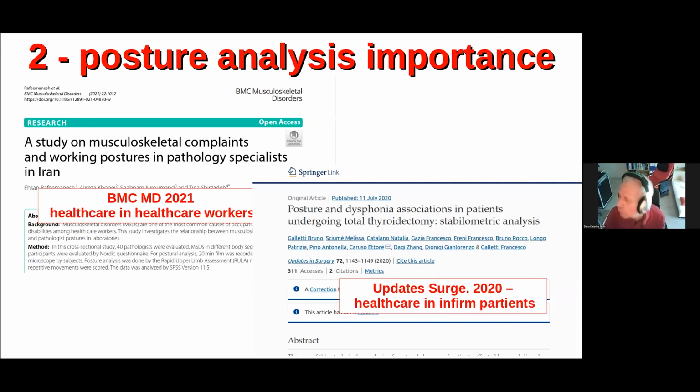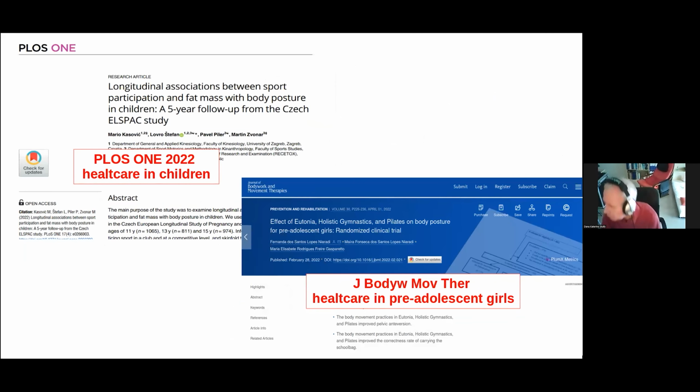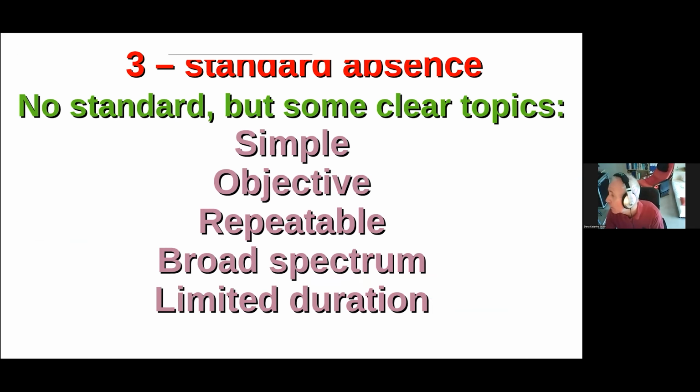Then we would like to recall also why it's so important to assess posture. Literature gives us a lot of sparks, for example in healthcare workers or in infant patients. But the most important one, in our opinion, is prevention, so in healthy children and pre-adolescent and adolescent girls and boys.